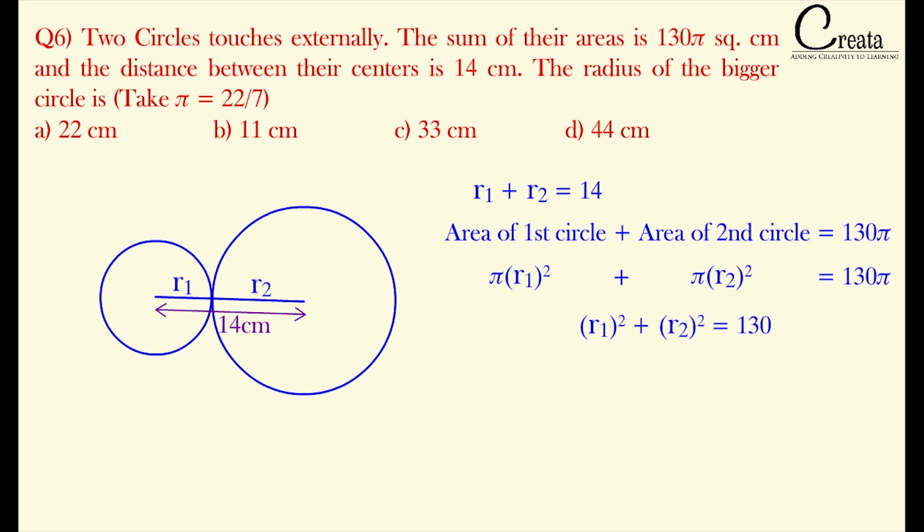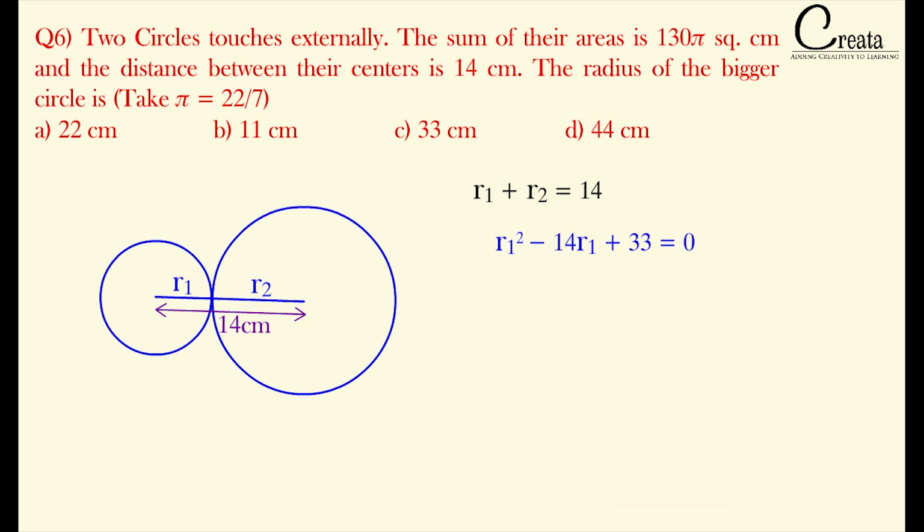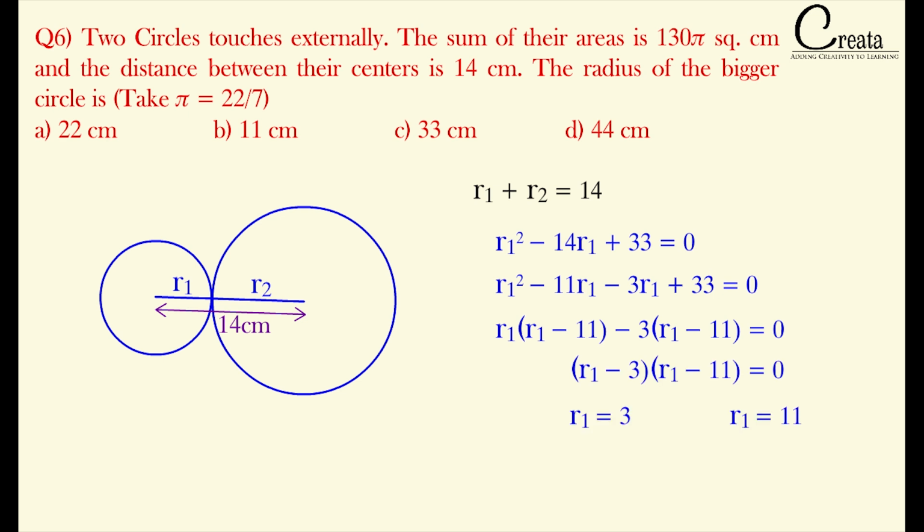If you observe our first equation, that is r1 plus r2 is equal to 14, can we say r2 is equal to 14 minus r1? So let's put the value of r2 as 14 minus r1 in this equation. We got r1 square plus (14 minus r1) whole square is equal to 130. Let's solve this equation. On solving, we got the equation as r1 square minus 14 r1 plus 33 is equal to 0. Further, let's apply some basic algebra. On solving, we got r1 is equal to 3 and r1 is equal to 11. Okay, we got two values of r1.